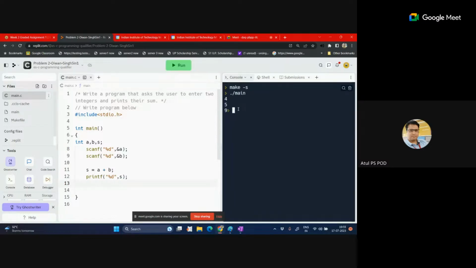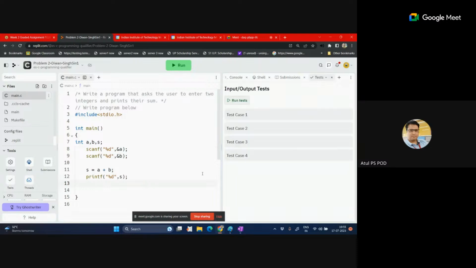Okay, so if you think that your output is coming correct, then you can validate your answer. Some test cases are assigned for these problems. So inside this tool, okay, in the left side menu, you can see tool, okay, and inside this tool, just scroll down, and in the last you can see test, okay, and when you click on this test, there are some test cases assigned for this problem. So just click on this run tests, and you can see all the test cases are passed.